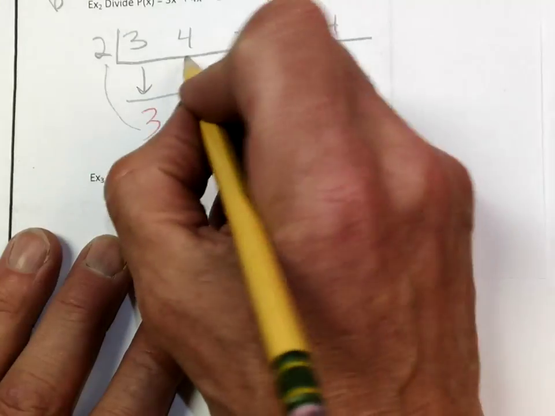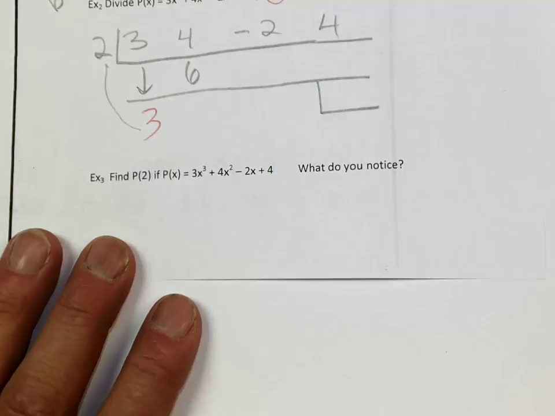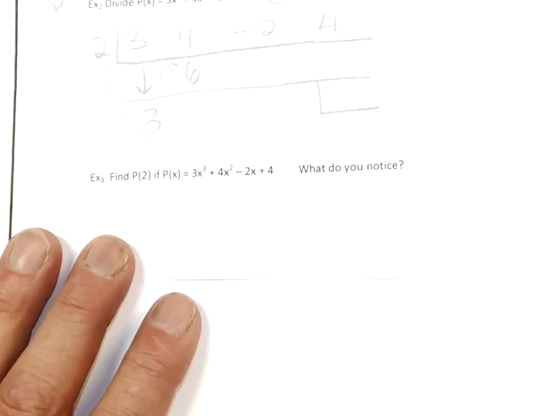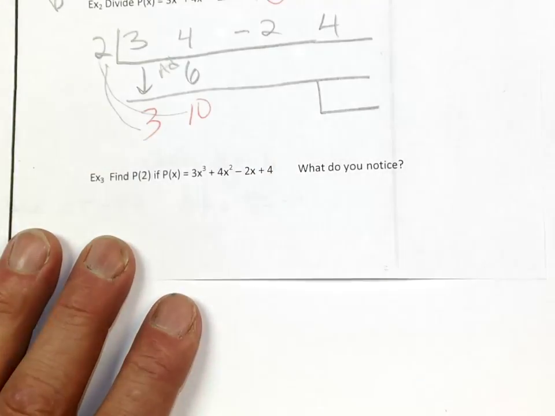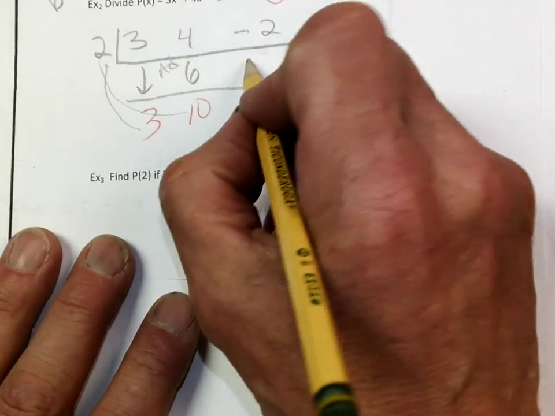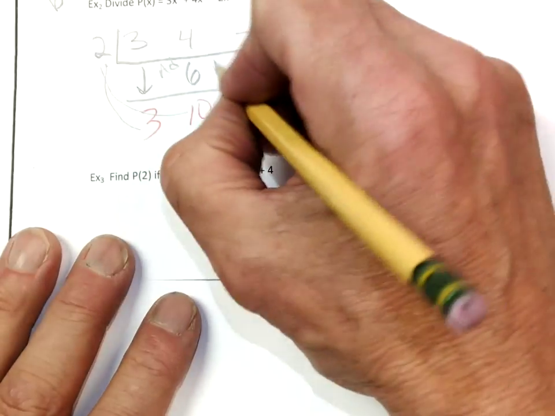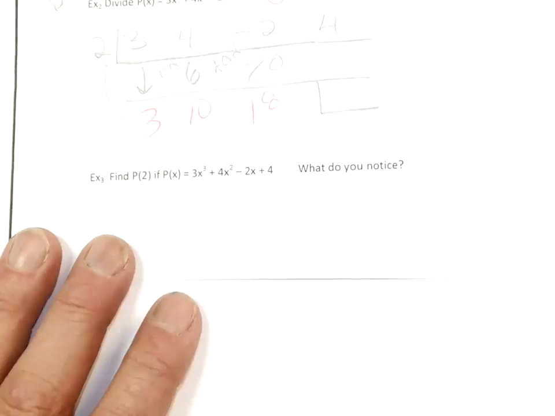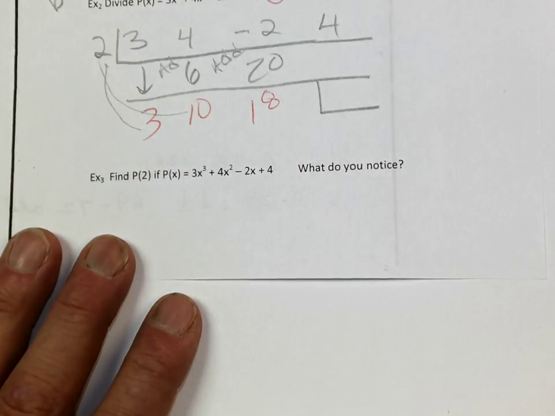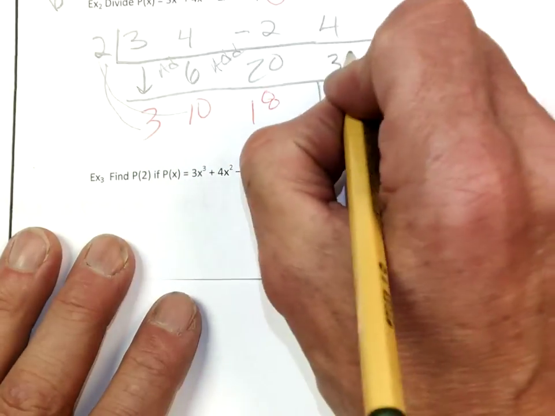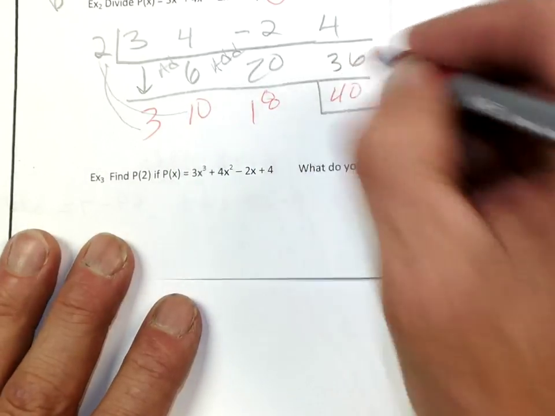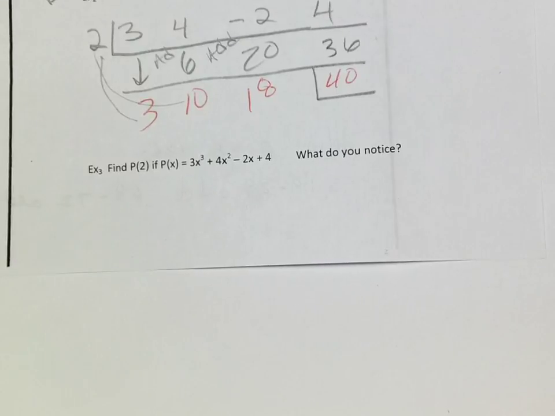Multiply, get a 6, right? Add, I get a 10. Multiply, I get a 20. Add, I get a 18. I multiply, and I get a 36, right? And I add, and I get a remainder of 40. Okay, thumbs up if you got that far. Thumbs up, okay? This is easy, right?